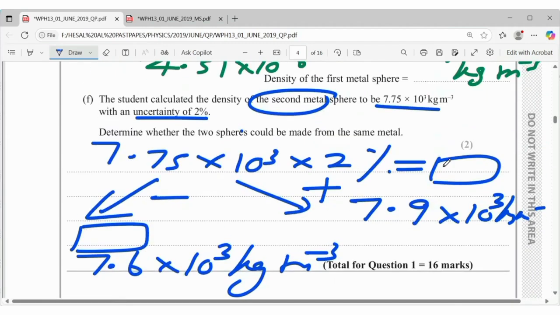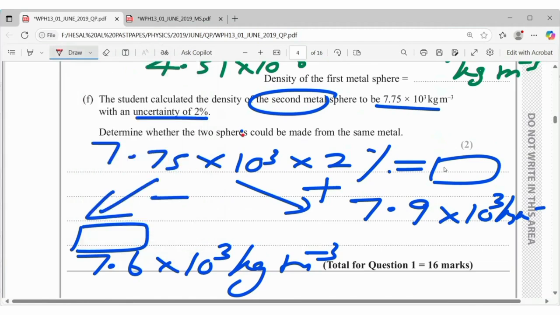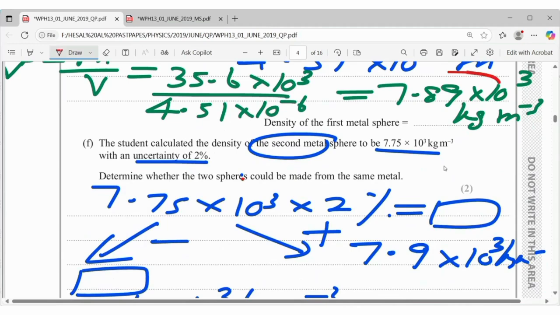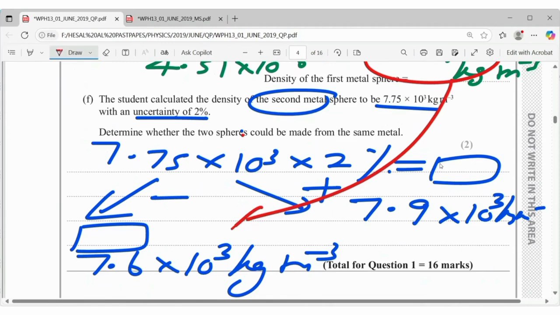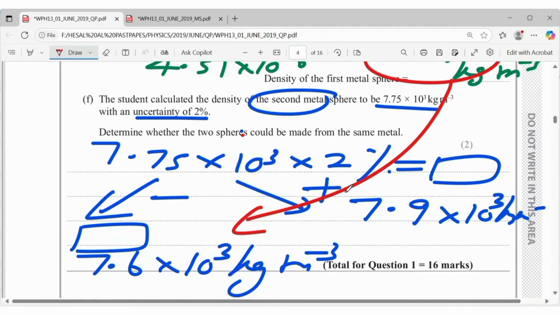With that, we can see what they say. They say, determine whether the two spheres could be made from the same metal. Is it? Yes, because this value comes in between this range. So we can say yes. You can build up your answer using these calculations and giving it in your own words.